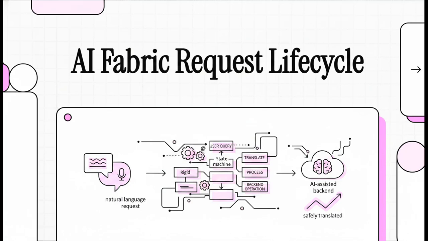Welcome to This Explainer. Today, we're tracing a natural language request as it navigates the AI fabric pipeline. Honestly, you can just think of it like a highly secure chronological assembly line. If you've ever wondered exactly how a totally unpredictable user query actually gets safely translated into a complex AI-assisted backend operation, well, you're in exactly the right place.